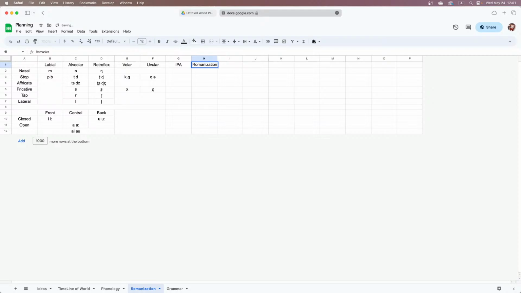Romanization. Just Roman. Command C. M, P, B. Actually, let's do nasals first, including the retroflex there. And then P, B, T, D, retroflex consonants, K, G, K.